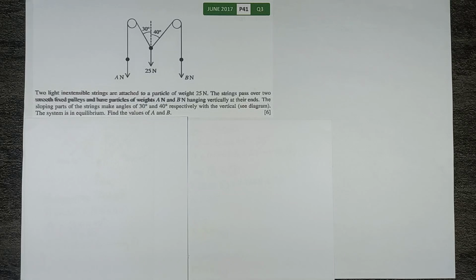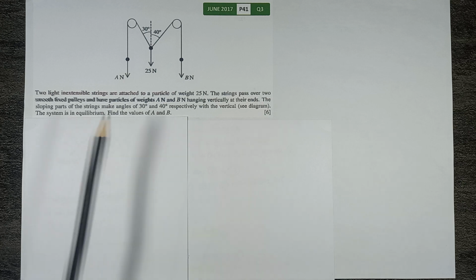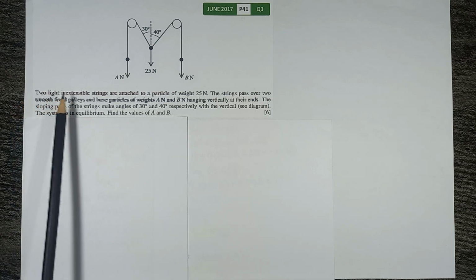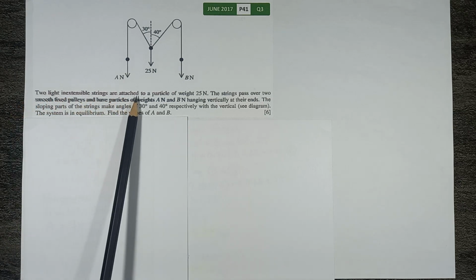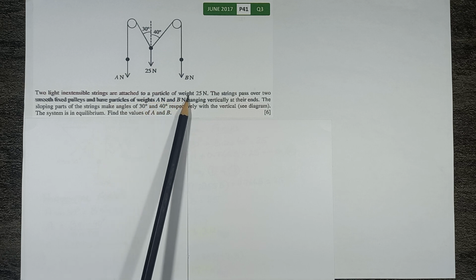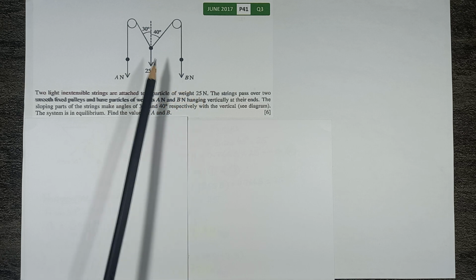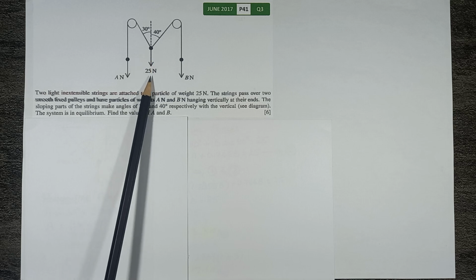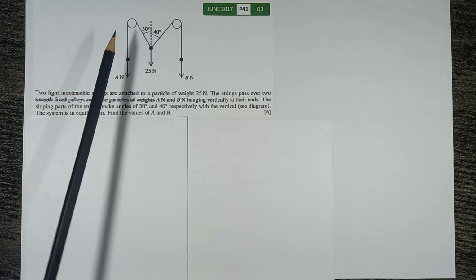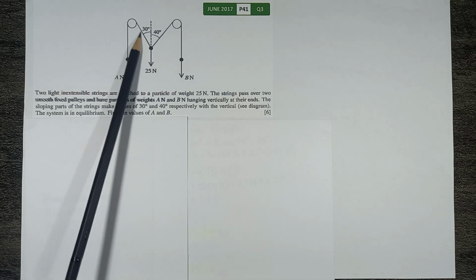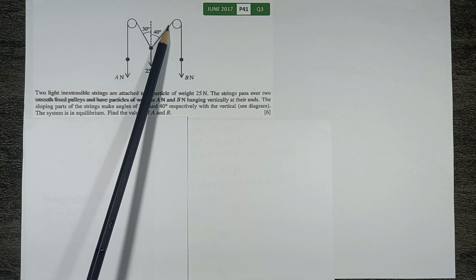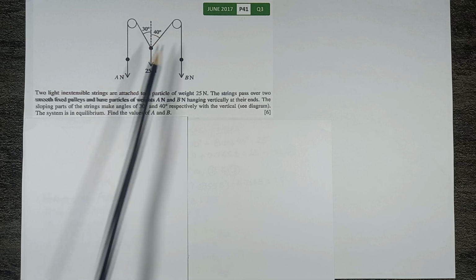Hello everyone. We have a question which says that two light inextensible strings are attached to a particle of weight 25 Newton. This is a particle, the weight is 25 Newton, and the two light inextensible strings, which are this one and this one, are attached to this particle.